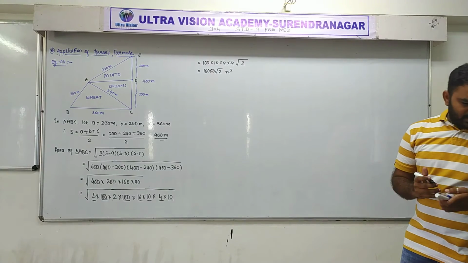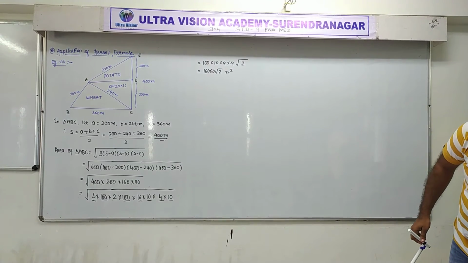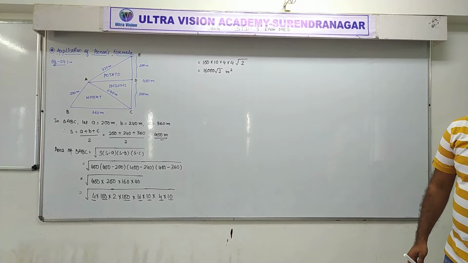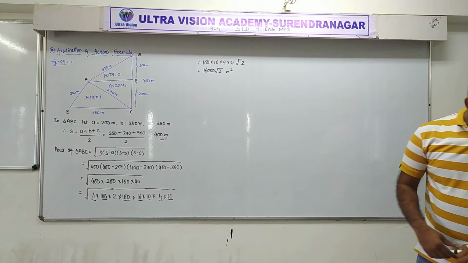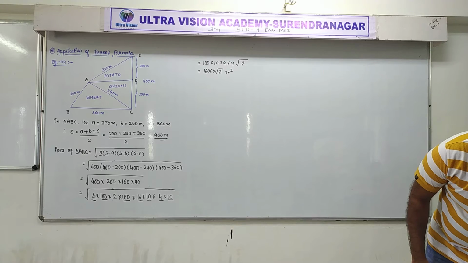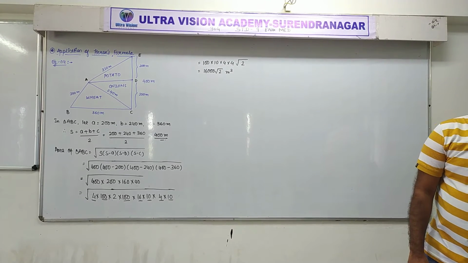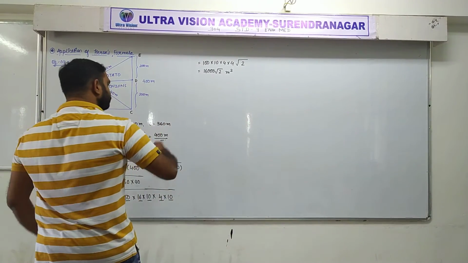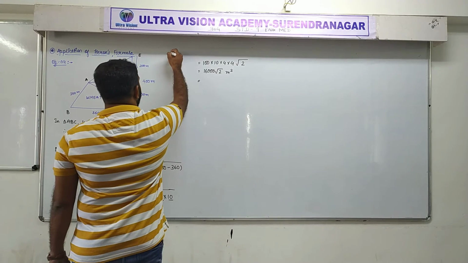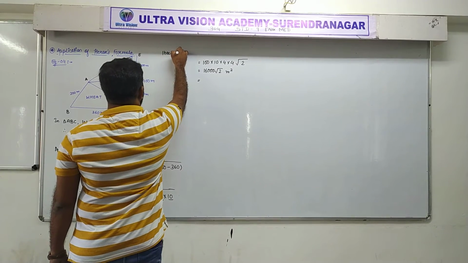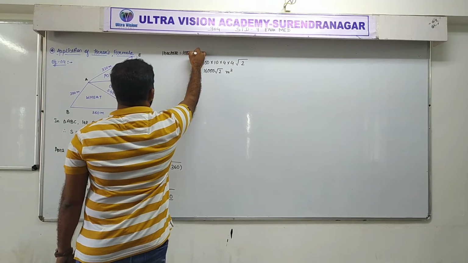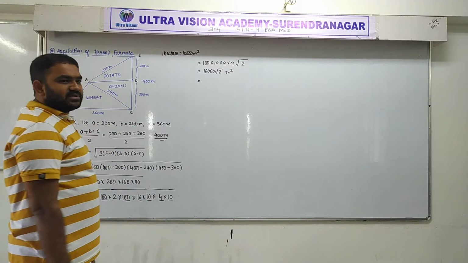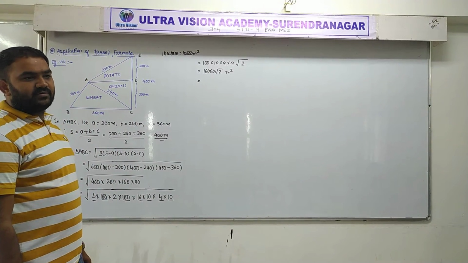Now, there is a conversion given in the question. It is said that 1 hectare is equal to 10,000 meter square. Do we have the value of root 2? Yes, it would be approximately 1.41, right? So 1 hectare equals 10,000 meters square, so 16,000 meters square is how many hectares?